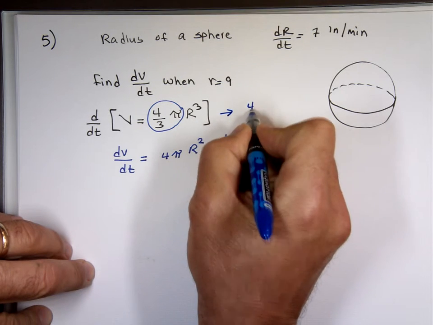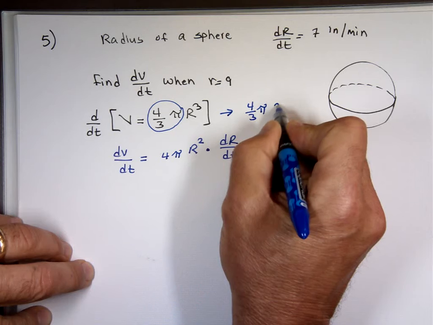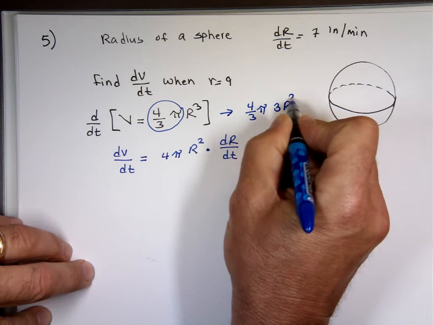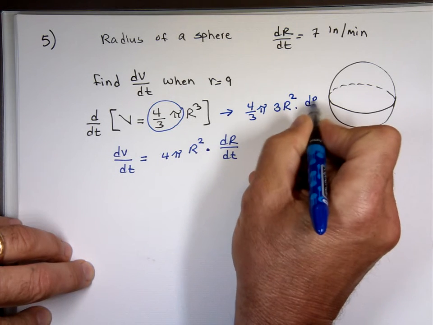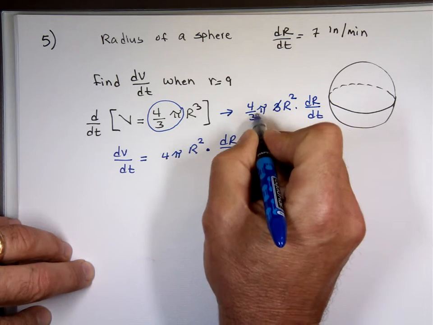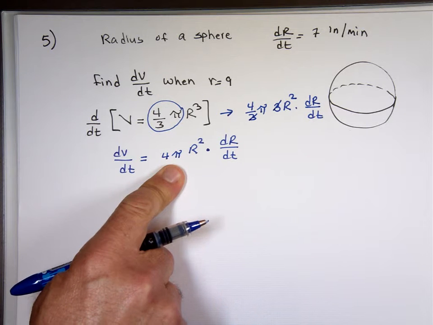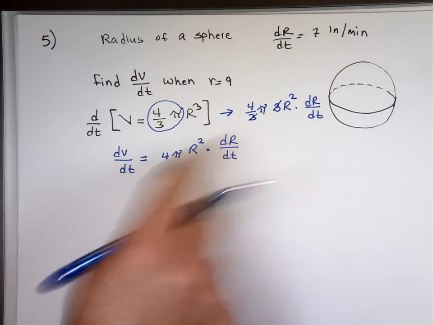Here we go, 4/3 pi. What's the derivative of r to the third? 3r squared dr/dt. And what happens to the 3's? They cancel, and that's the answer I put there. So I took that step out, but I put it back in now.